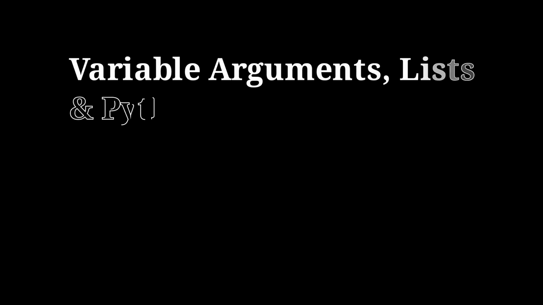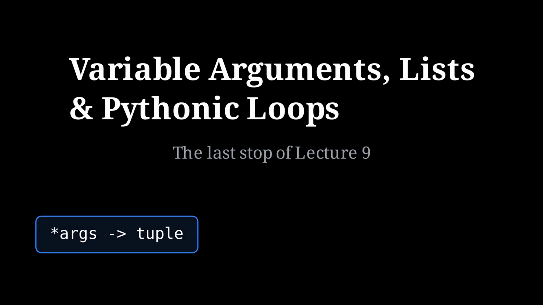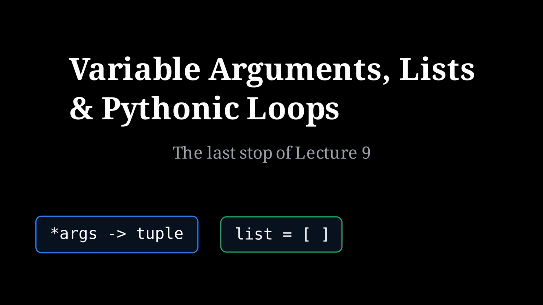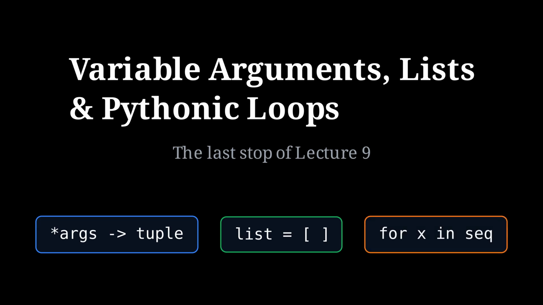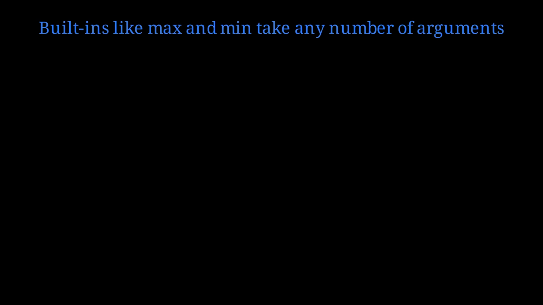You have already been calling functions that accept any number of arguments. Ask for the max of 2 numbers or the max of 10 numbers, and the same function handles both. In this final part, you will see the trick behind that, the star. You will also meet lists, the close cousin of the tuple, and learn the clean Pythonic way to loop over a sequence. Start with the built-in functions max and min.